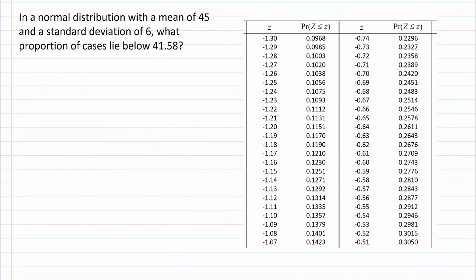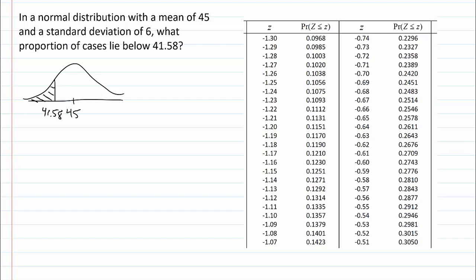This next problem is a little more complicated. It states, in a normal distribution with a mean of 45 and a standard deviation of 6, what proportion of cases lie below 41.58? I'll start by drawing it out. And so in this distribution we have a mean of 45, and I want to know the proportion of cases that are below 41.58. And so I want this area under the curve.